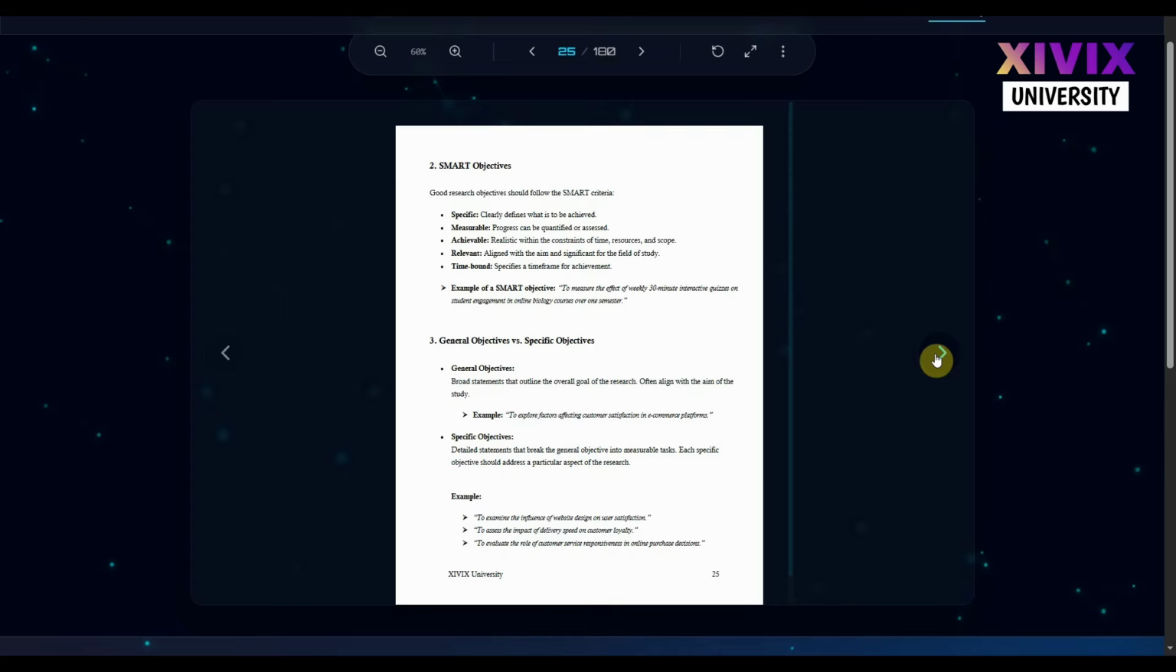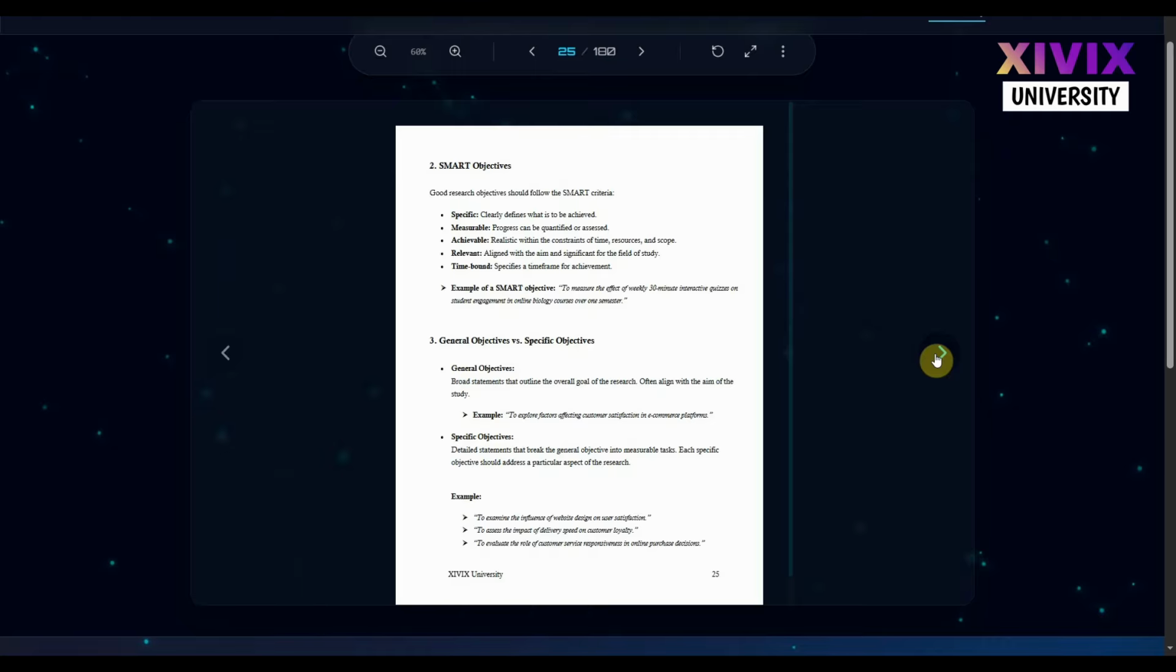And relevant, which means the objective has to be aligned with the aim and significant for the field of study. And last, the time bound. So time bound basically specifies a time frame for this objective to be achieved. Here we have an example, and it says to measure the effect of weekly 30-minute interactive quizzes on student engagement in online biology courses over one semester.